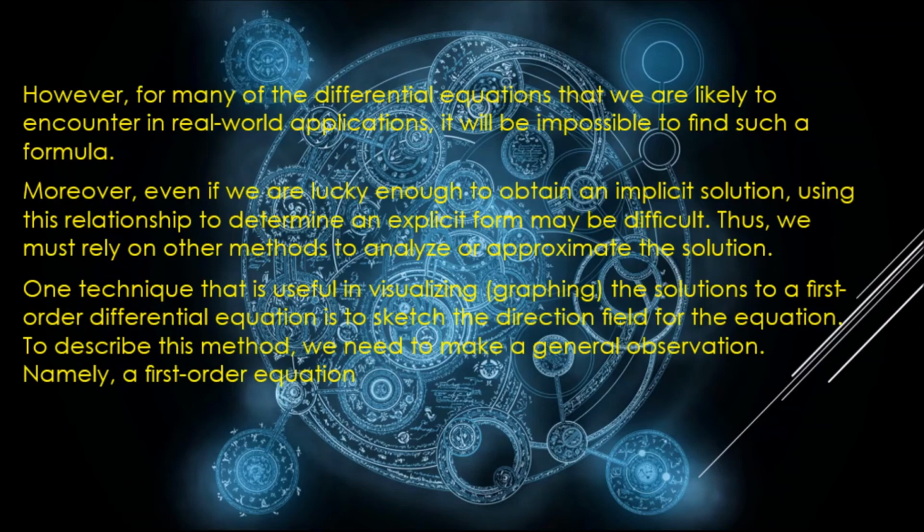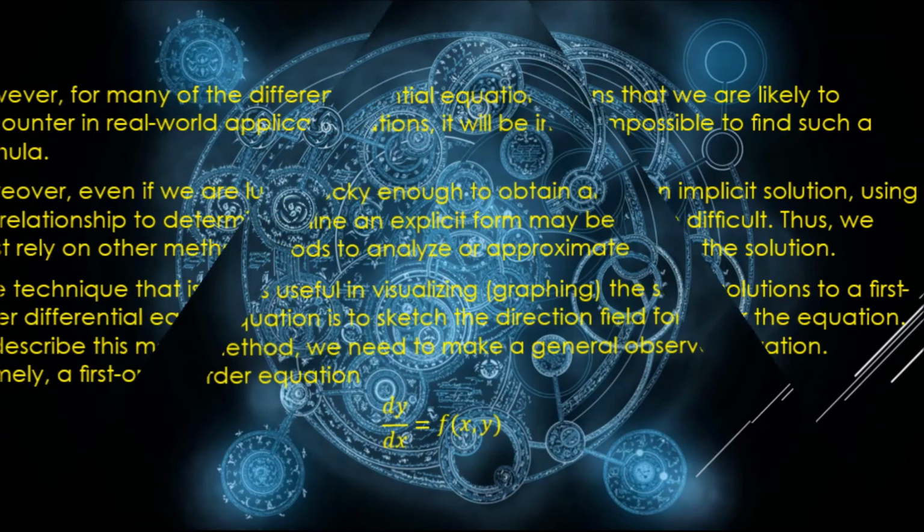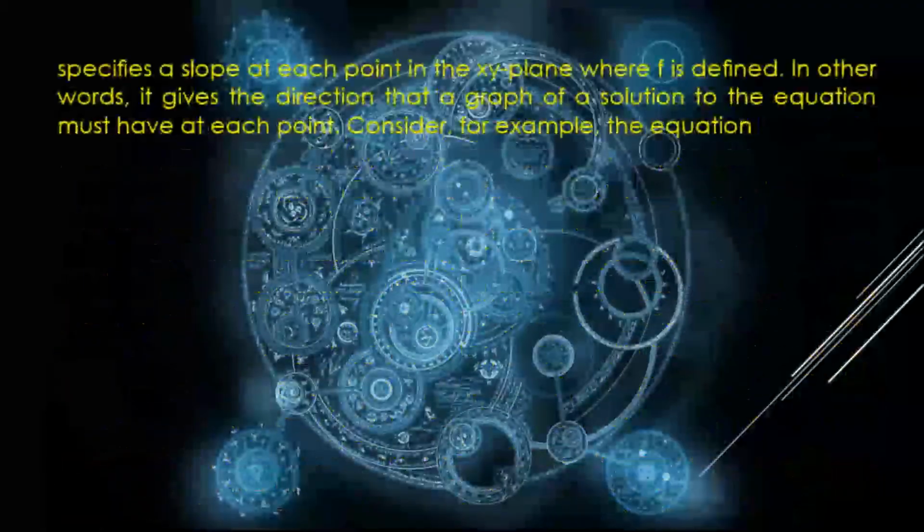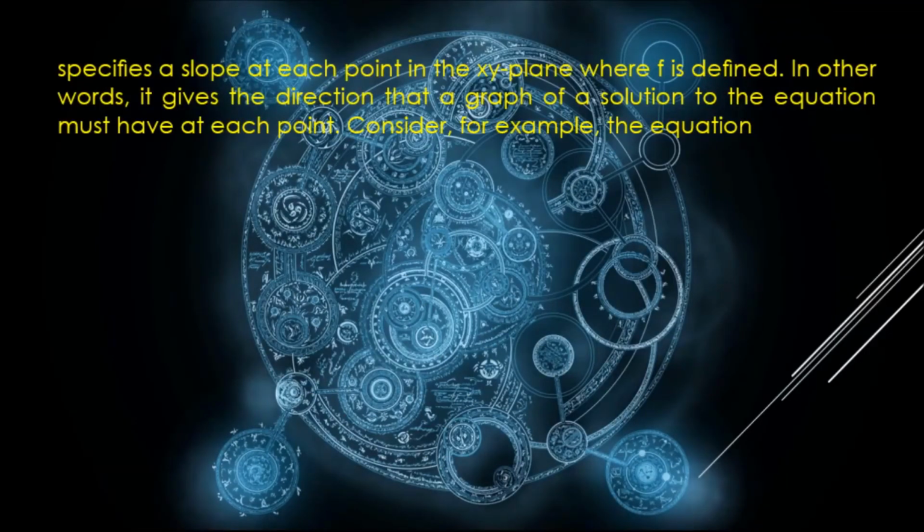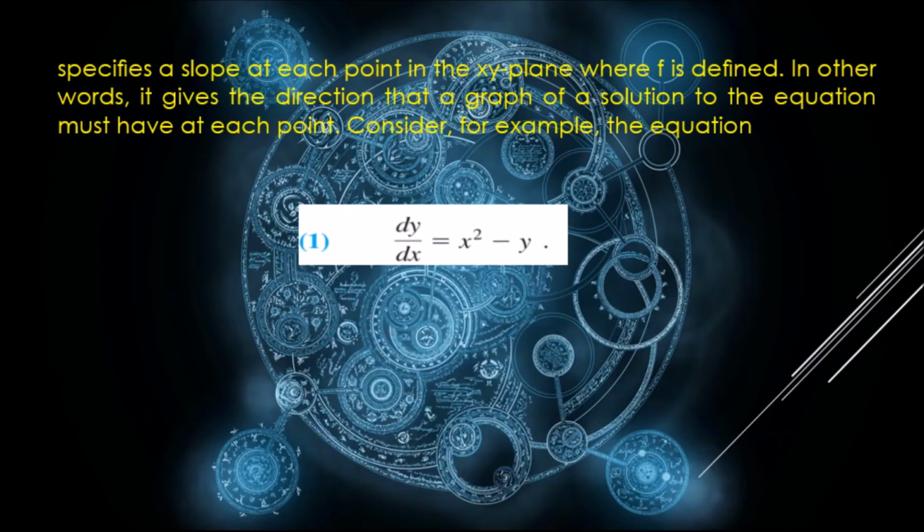Namely, a first-order equation, dy/dx = f(x, y), specifies a slope at each point in the xy plane where f is defined. In other words, it gives a direction that a graph of a solution to the equation must have at each point. Consider, for example, the equation dy/dx = x² − y.